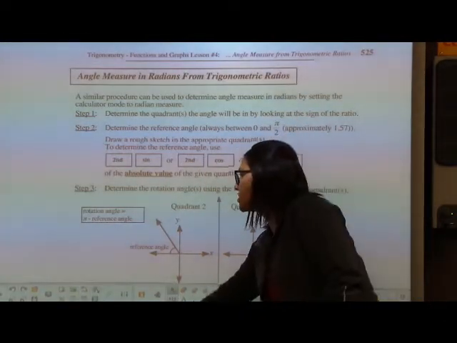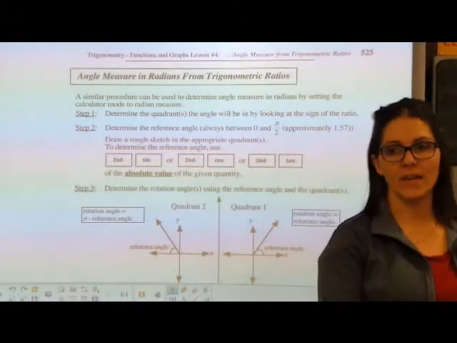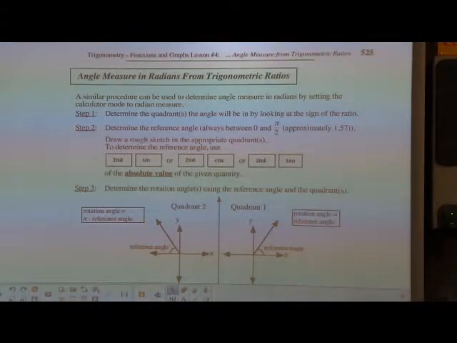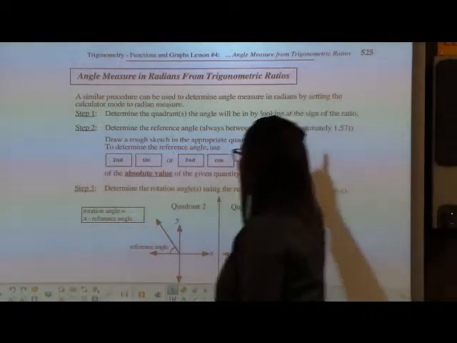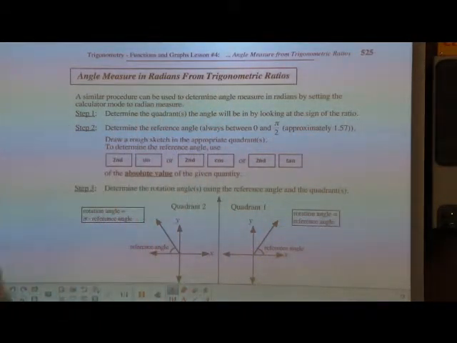We do virtually the exact same thing. The only difference is the reference angle in determining the reference angle. So for now, we'll do some where the reference angle is to the nearest 10th or 100th of a radian, and then we'll look at exact radians. So this goes through the exact same procedure.